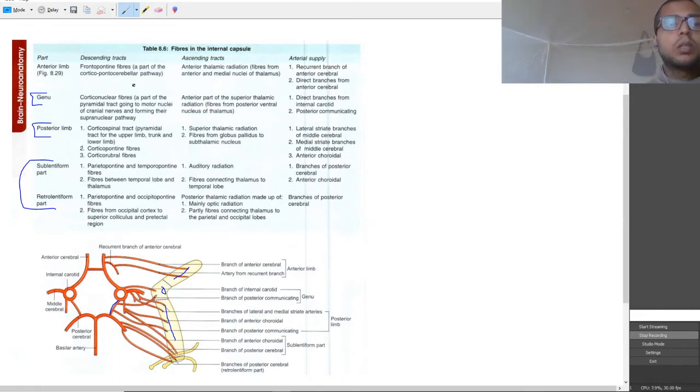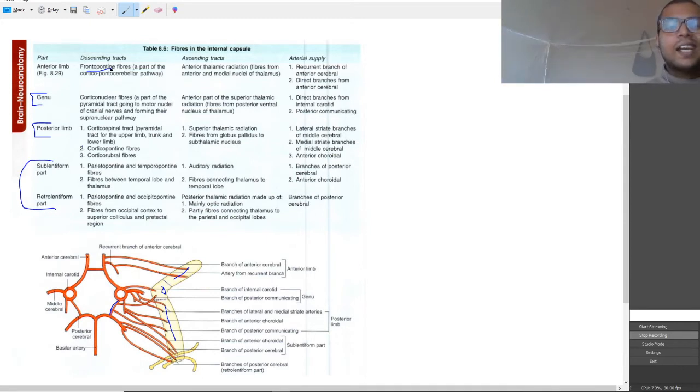Now we are going to discuss in detail. Regarding the anterior limb, here you can see both ascending and descending tracts. Regarding descending tracts, there are frontopontine fibers. From the frontal lobe it goes to the pons, and from there it goes to the cerebellum. So that is part of the cortico-ponto-cerebellar pathway. That fiber is descending.